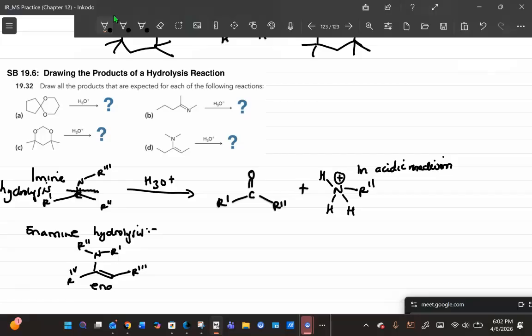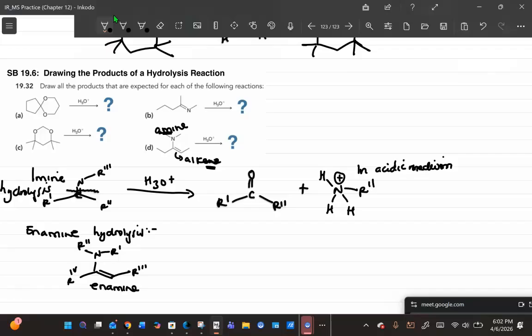So this is an enamine. How do I know it's an enamine? For example, here I have the alkene. Up here I have the amine. So you put the two together, the ene and amine together. So enamine. Okay.